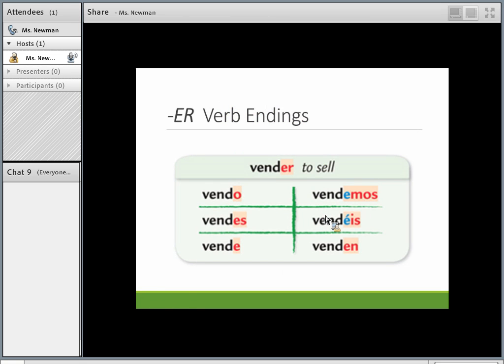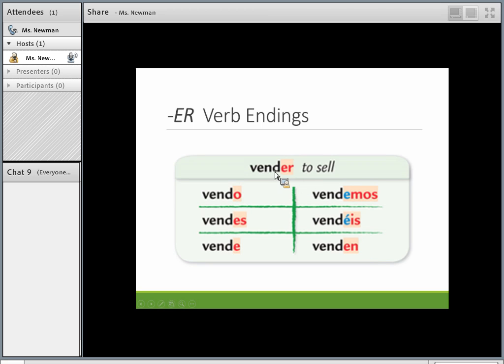So we have an ER verb here, vender. We take off that ER and we add those endings that we just looked at: o, es, e, emos, éis, en. So this would actually say vendo, vendes, vende, vendemos, vendéis, venden.